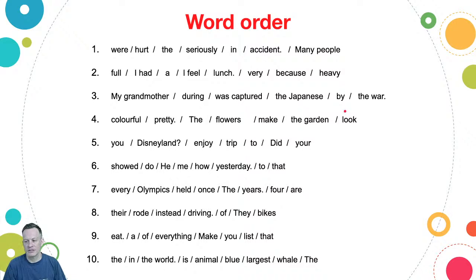Many people were hurt seriously in the accident. Many people were seriously hurt in the accident. Okay, so here we've got the adverb modifying the main verb of the passive. So how were they hurt? They were seriously hurt. Many people were seriously hurt in the accident.